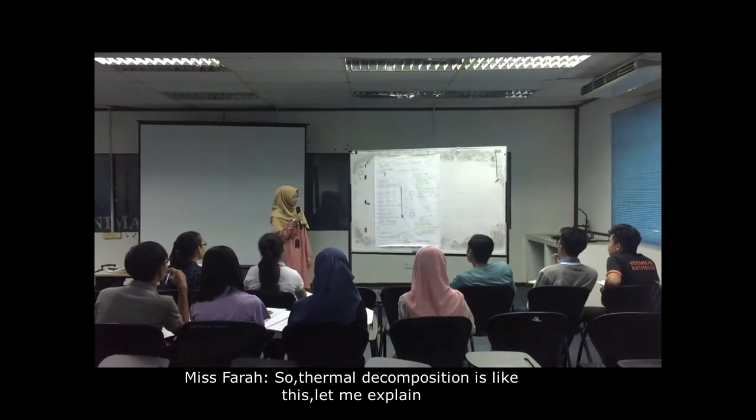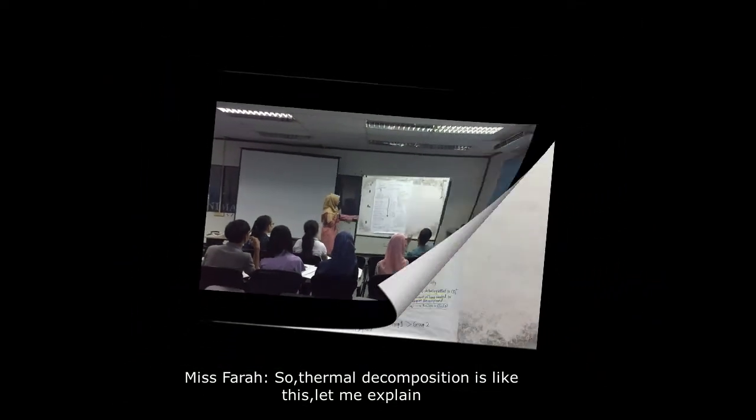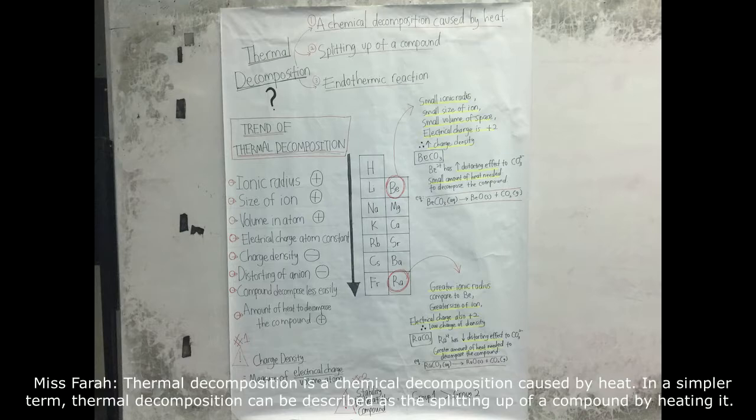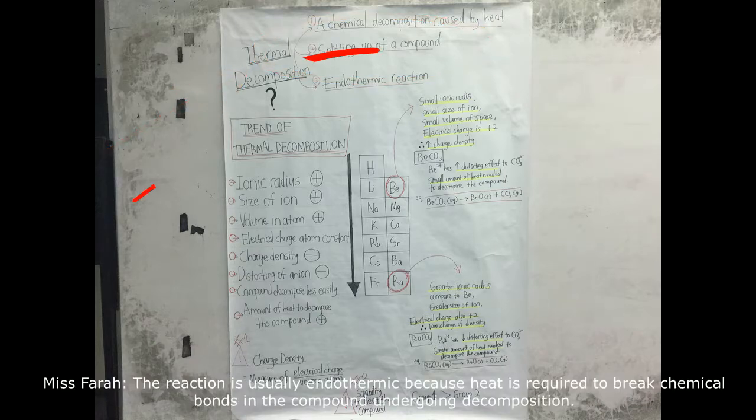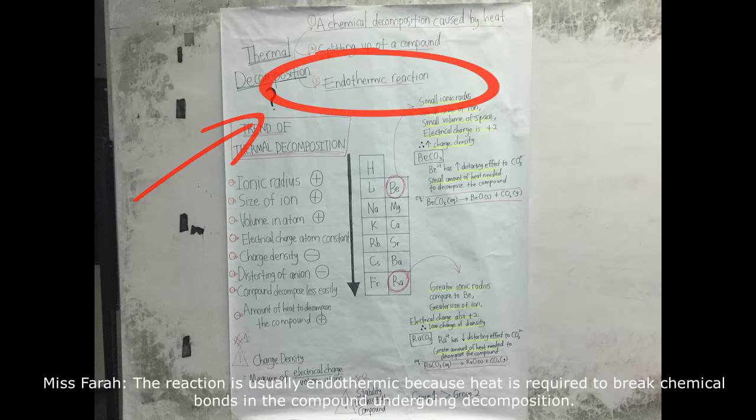So, thermal decomposition is like this. Let me explain. Thermal decomposition is a chemical decomposition caused by heat. In simpler terms, it can be described as the splitting up of a compound by heating it. The reaction is usually endothermic because heat is required to break chemical bonds in the compound undergoing decomposition.